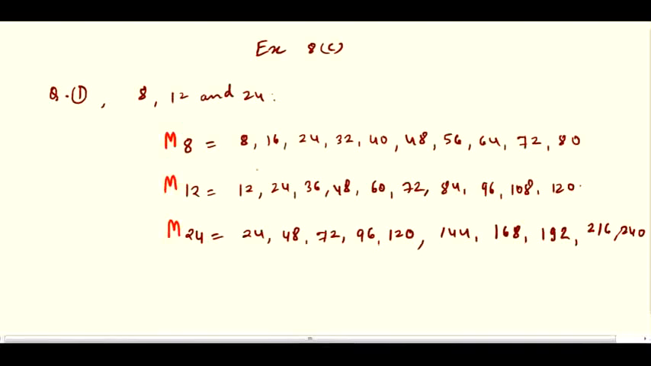Now the common number which we are having in multiples of 8, 12 and in 24. So as you can see, 24 we are having here, then again we got 24 and again we got 24. So for 8, 12 and 24, 24 is the required LCM. Like this you have to solve question number 1.